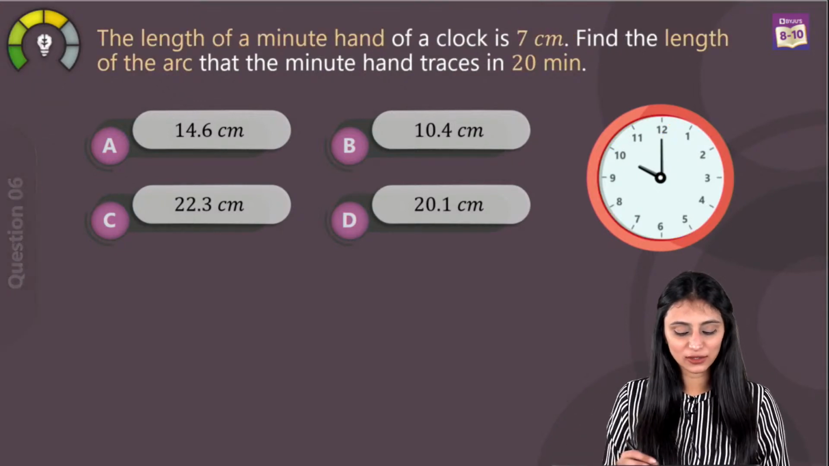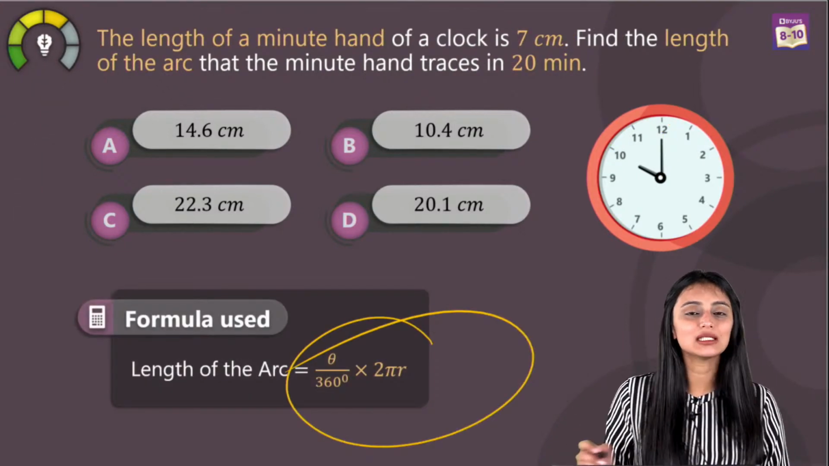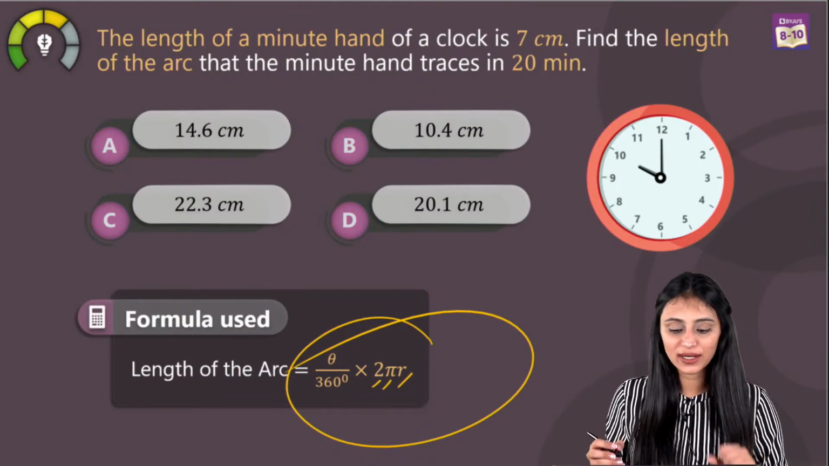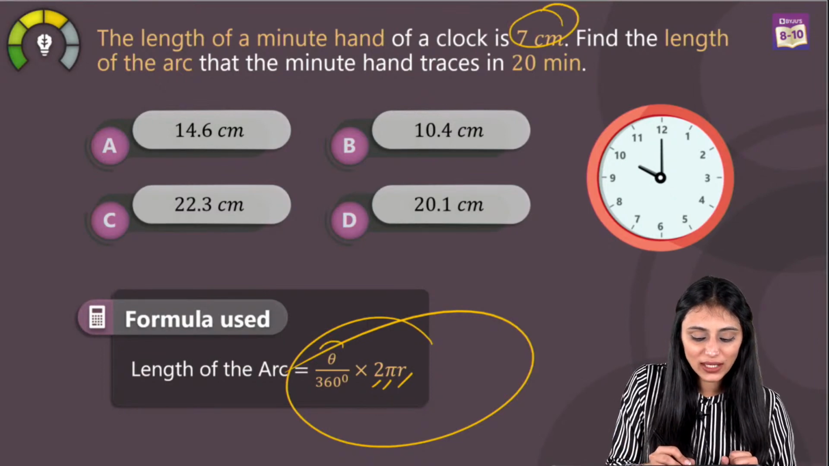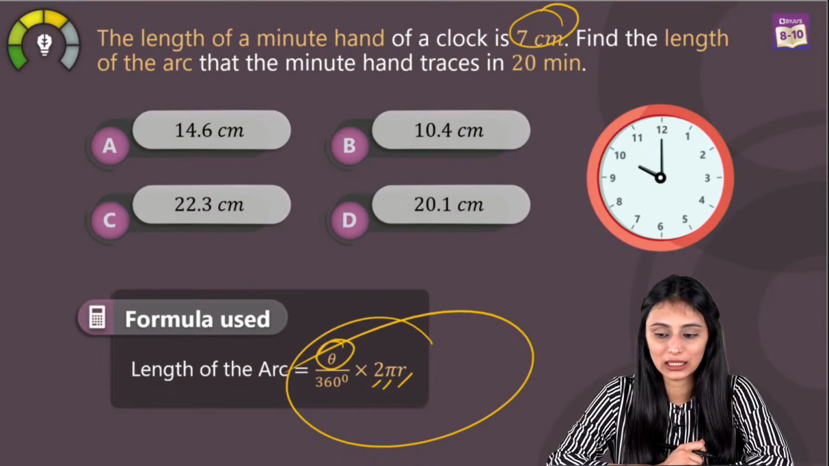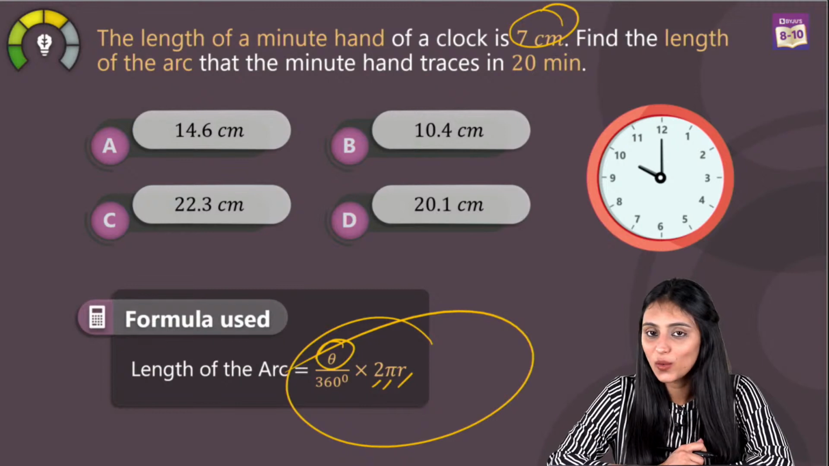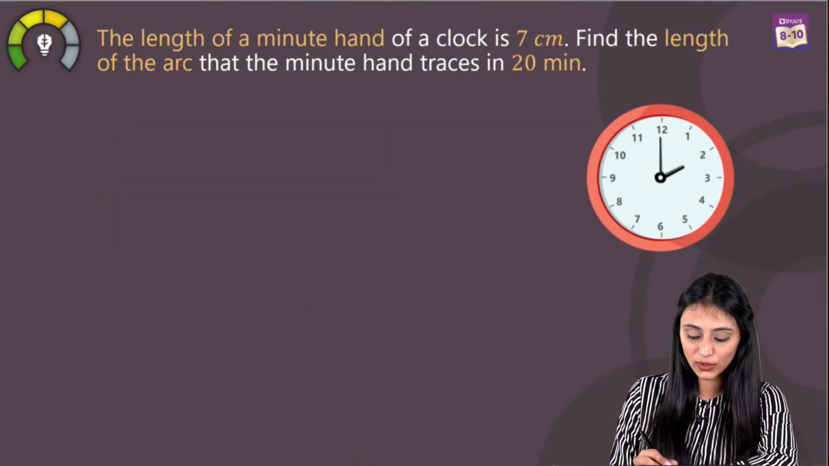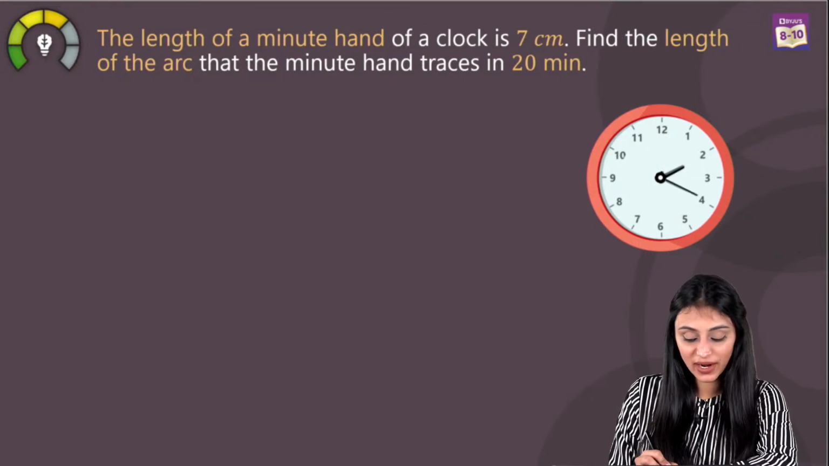So what is the formula for length of arc? We know that it's theta by 360 into 2 pi r. I have the 2 pi and r; r we already have, that's 7 centimeter. What I need is the value of theta. So where do we get the value of theta here? First we will find out the value of theta.